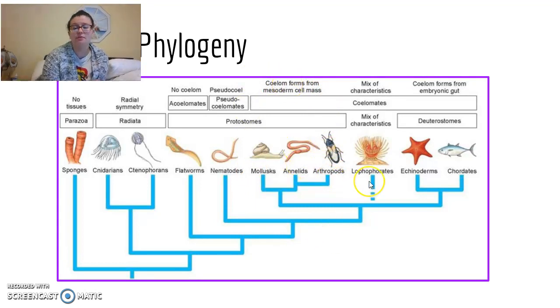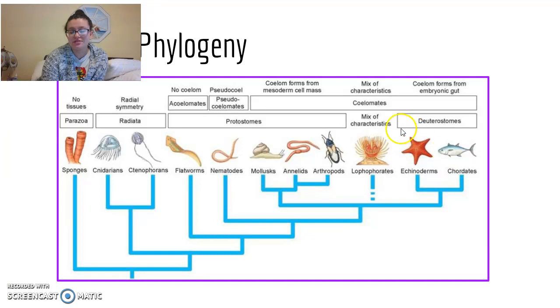Moving past the arthropods, we have the lophophorates. That's what they're called, and yep, these are all coelomates. I didn't see this. So, this is a mixed characteristic. Okay, I'm gonna move on here.